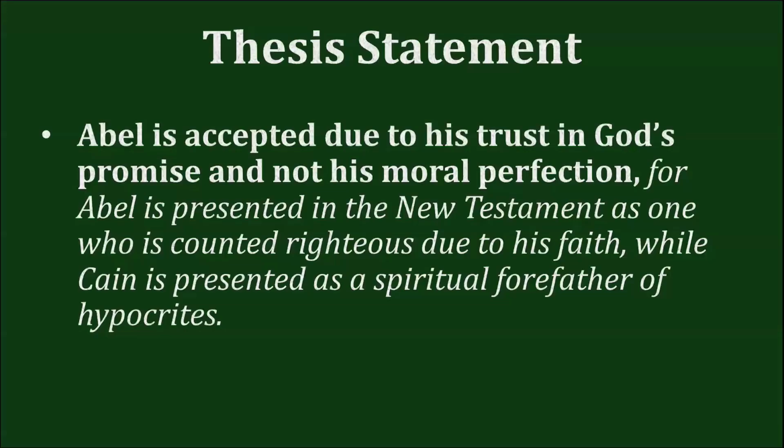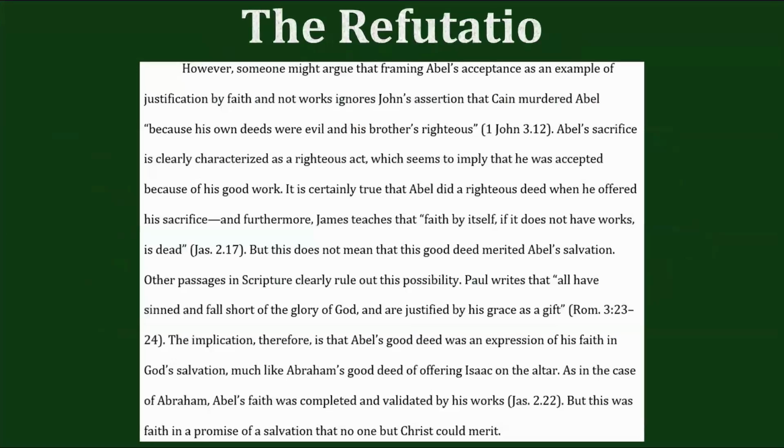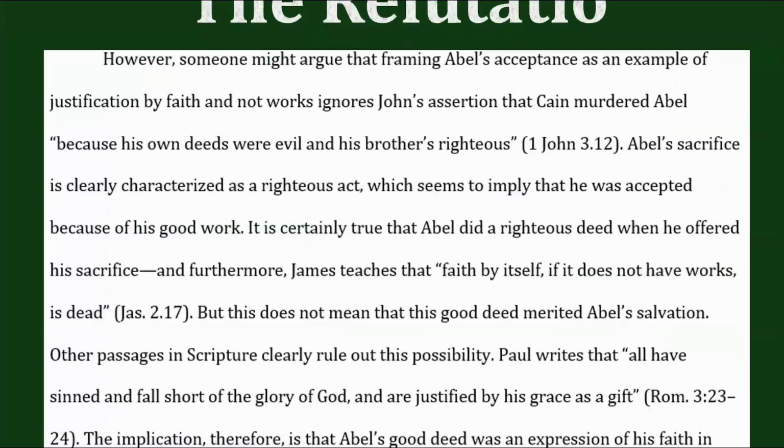And I want to highlight what the student wrote. So in the refutatio, the student wrote, "However, someone might argue that framing Abel's acceptance as an example of justification by faith and not works ignores John's assertion that Cain murdered Abel because his own deeds were evil and his brother's righteous." I'm going to pause there for a second. Notice that that topic sentence for the Refutatio is devoted to summarizing the objection to the argument.